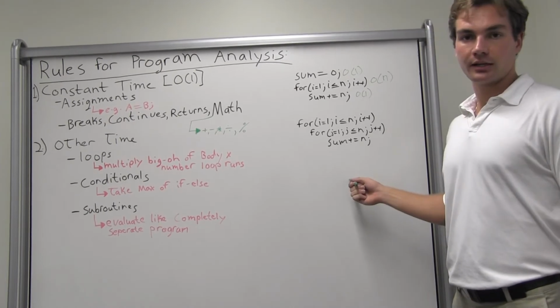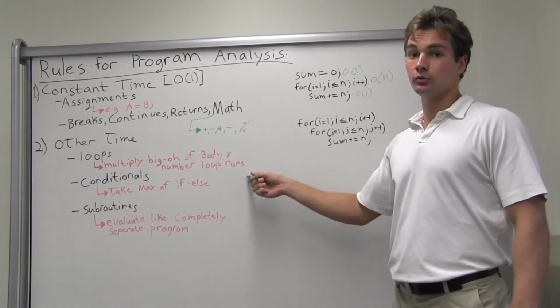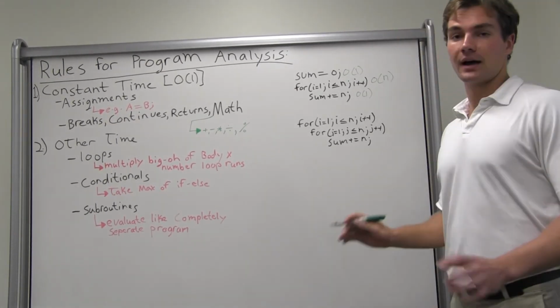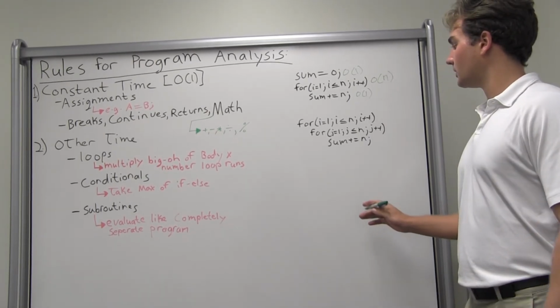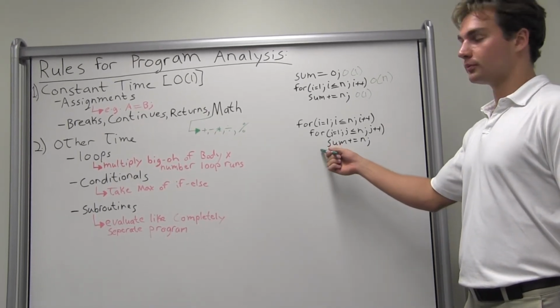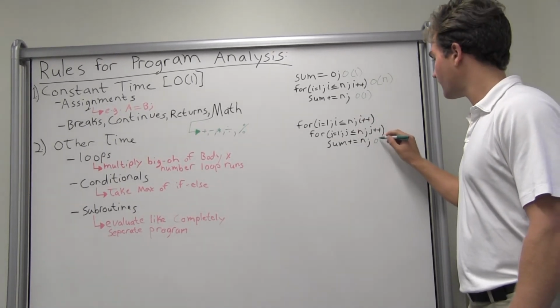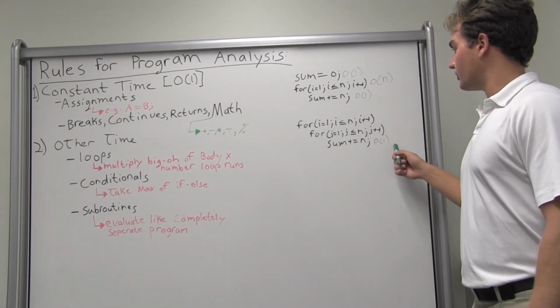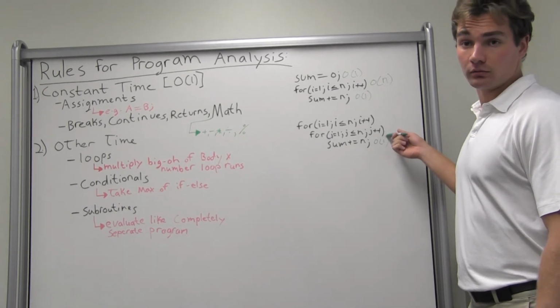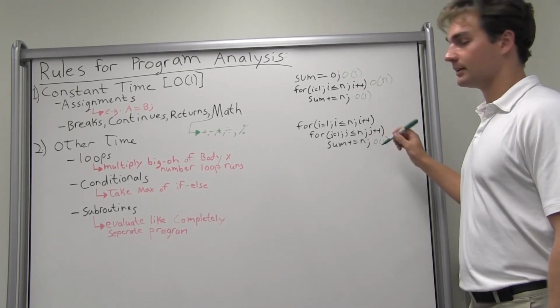Let's take a look at the second one now to really hammer home this loop rule. We're going to start with the body. So the body of the inner loop is here, sum plus equals n. Similar to that, it's going to be constant time. Next, we're going to go see how many times does the inner loop run. Well, the inner loop runs n times, of course.